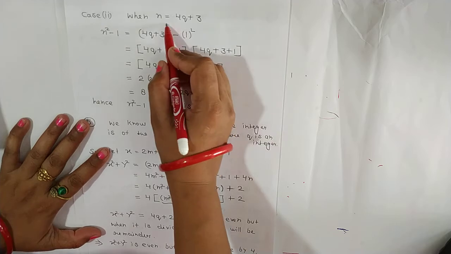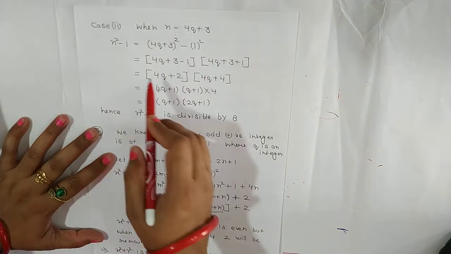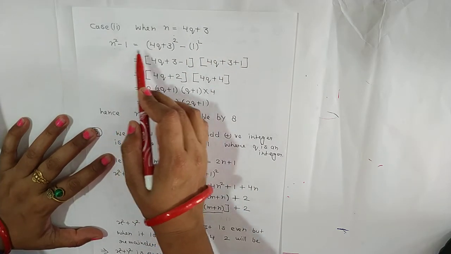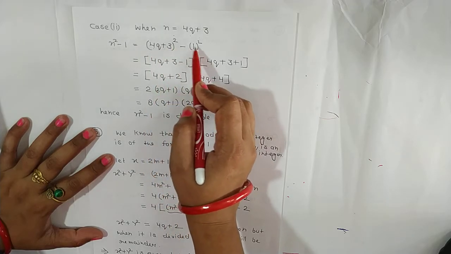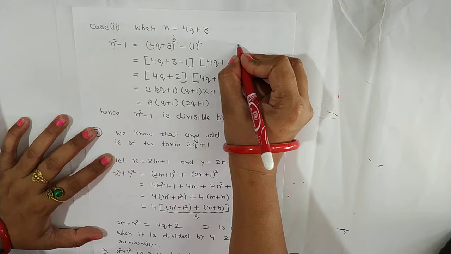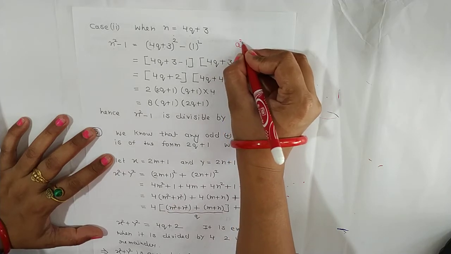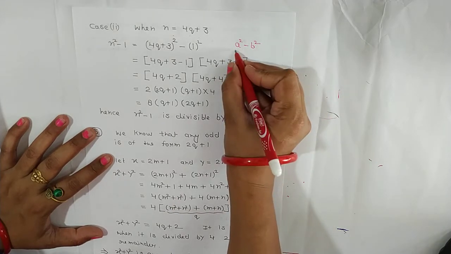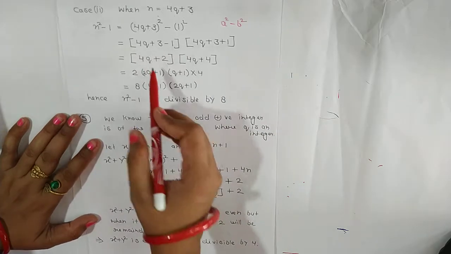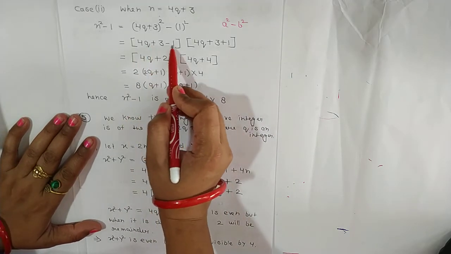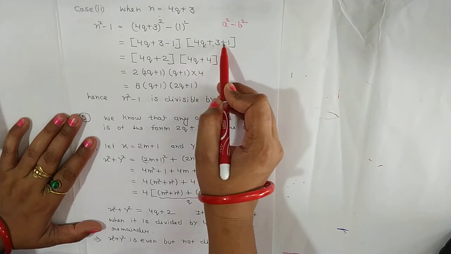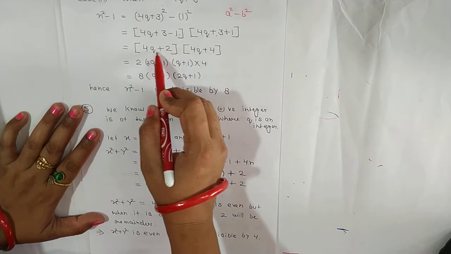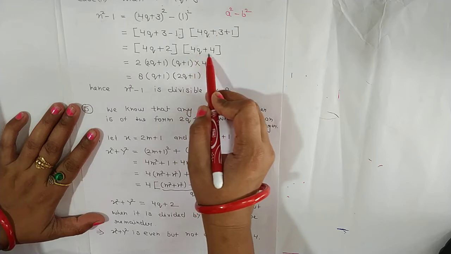For the second condition, when n is equal to 4q plus 3, n square minus 1 will be (4q plus 3) whole square minus 1 square. You can also solve by this identity, a square minus b square. So it will be (4q plus 3 minus 1) in one bracket and (4q plus 3 plus 1) in another bracket. Okay, so it will be 4q plus 2 and 4q plus 4.